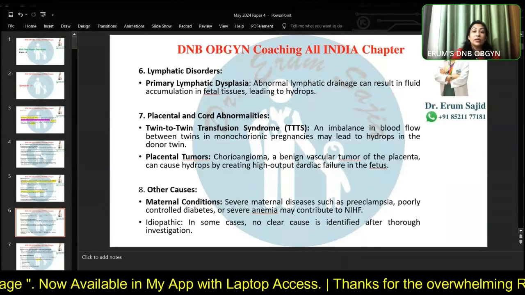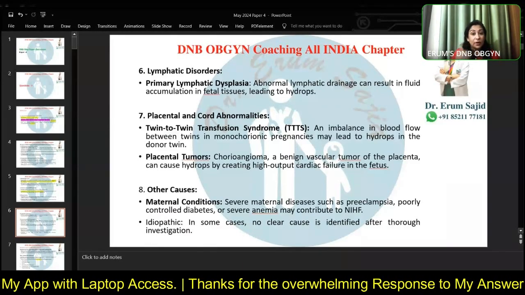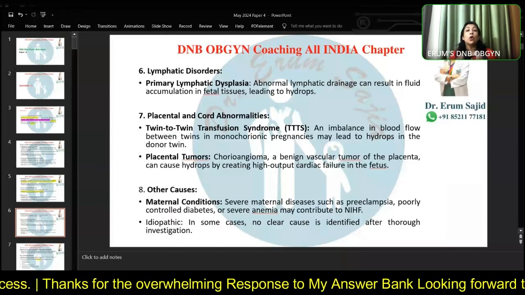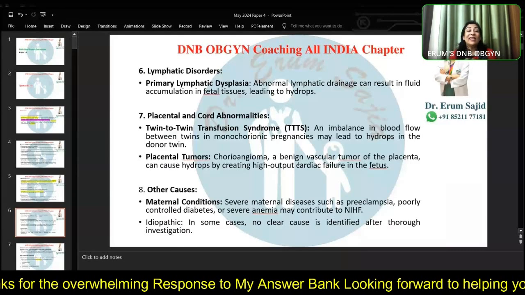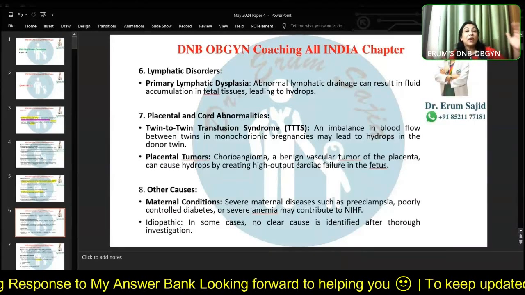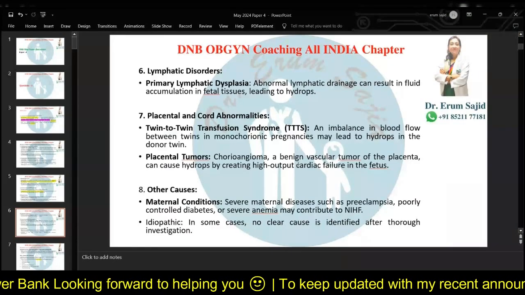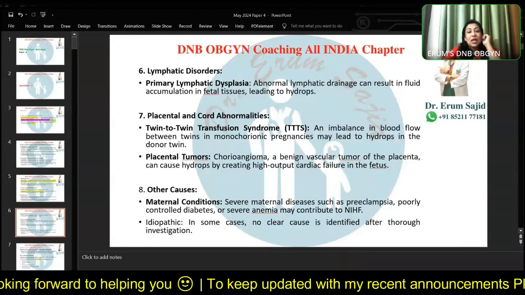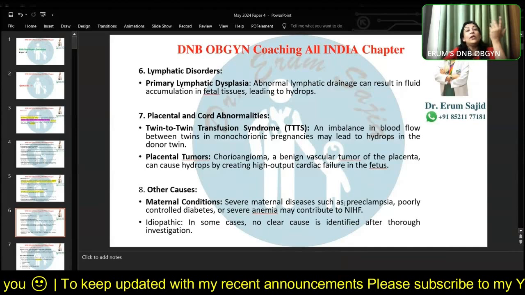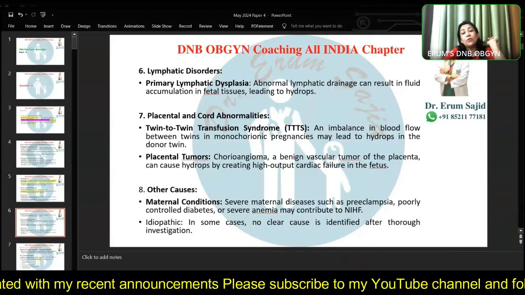Lymphatic disorders, you have primary lymphatic dysplasias, placental and cord abnormalities, like I just said, twin transfusion syndrome, placental tumors like chorioangioma. These are all reasons for non-immune hydrops fetalis. And believe me, guys, I have given you so many so that you will at least remember 5 of them. If you write down 5 also, you'll get marks. But remember to write down the first 5, okay? Because it's in decreasing order of incidence. Then certain conditions like preeclampsia or poorly controlled diabetes, severe anemia might be rare reasons of non-immune hydrops fetalis.